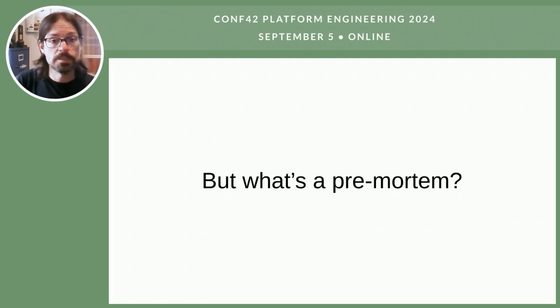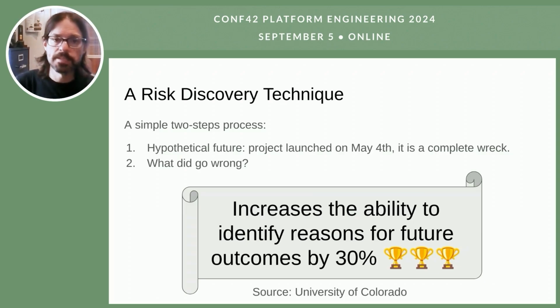Let's get into that. What's a pre-mortem? It's actually a risk discovery technique that you do as a group. So it's similar to a brainstorming. It's really similar to a post-mortem actually. But we use a two-step process.